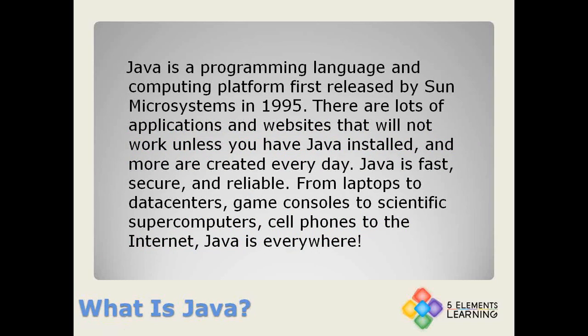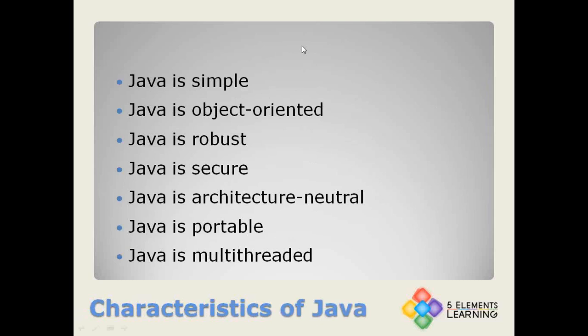So what is Java? It is a programming language and a computing platform which was first released by Sun Microsystems in the year 1995. You will now find Java everywhere in wearable devices, in laptops, in supercomputers, in gaming consoles, in cell phones. Okay? And a lot of applications will not work unless you have the Java component available on your system. So you will be finding Java almost everywhere.